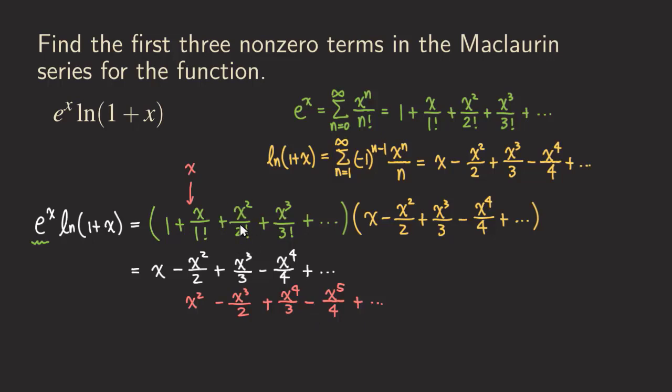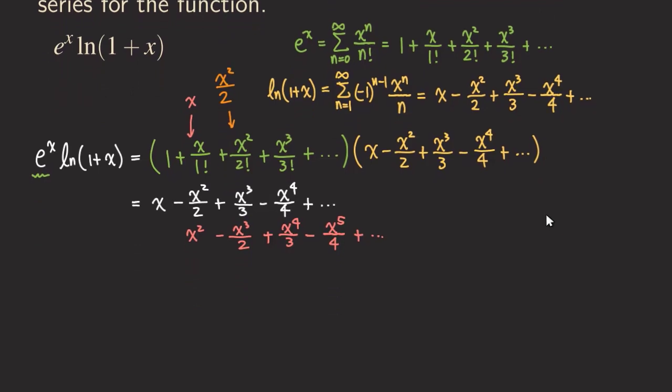And then actually, let's just keep going with the next one. There was the next one right here, with this x squared over 2 factorial. 2 factorial is just 2 times 1, which is just 2. So we simply get x squared over 2 right here, and then take this x squared over 2 and multiply by all that stuff.